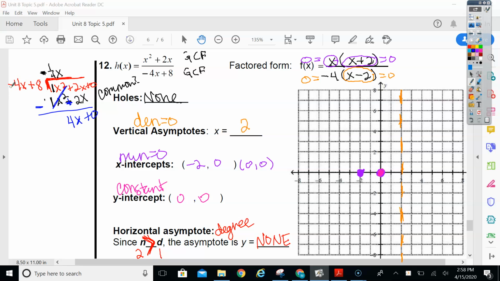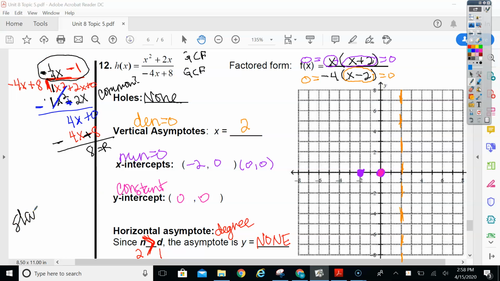So for this one, what do I have to multiply negative 4 by to get positive 4? Well, I have to multiply it by a negative 1. Negative 1 times negative 4 is positive 4x. Negative 1 times 8 is negative 8. So again, when you subtract the first one, you're going to end up adding the second one. So here my remainder is 8. But I really don't care about that. This is my slant asymptote.